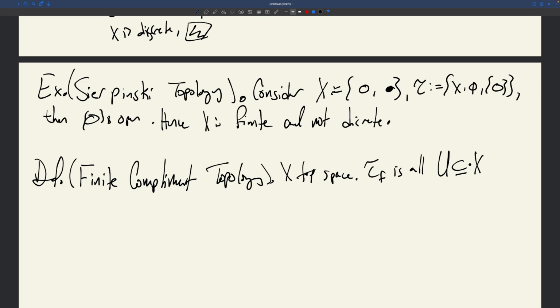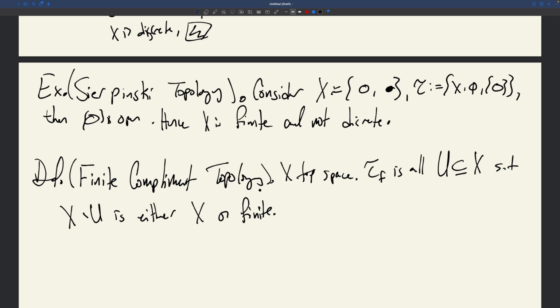and U can be X itself, such that the set X minus U is either X or, sorry, not the empty set, finite.